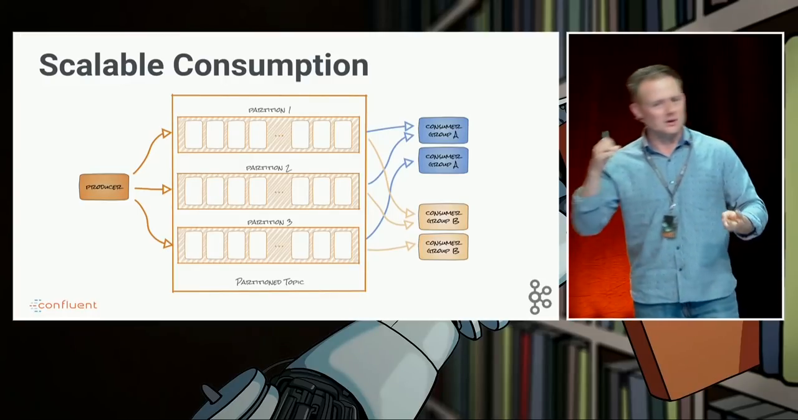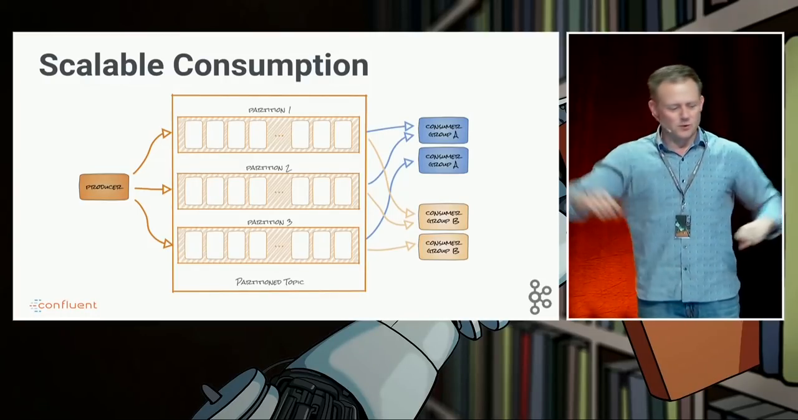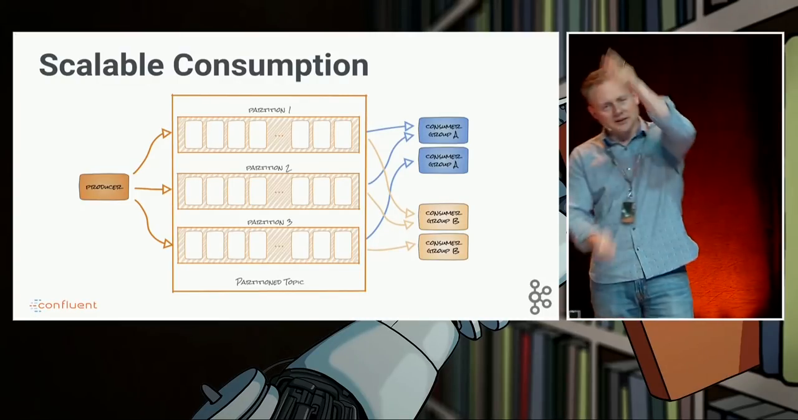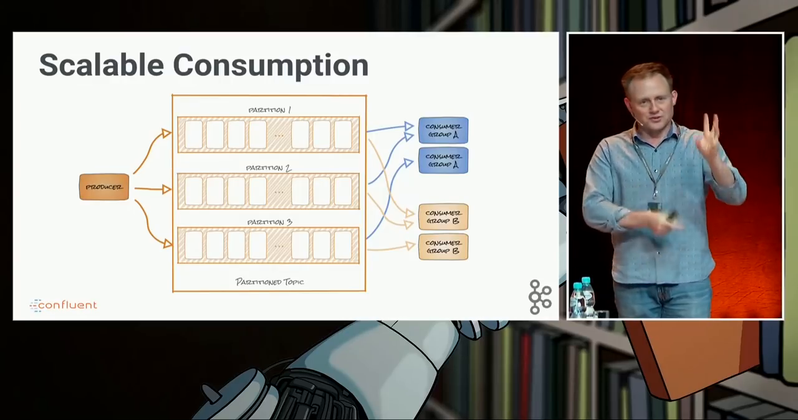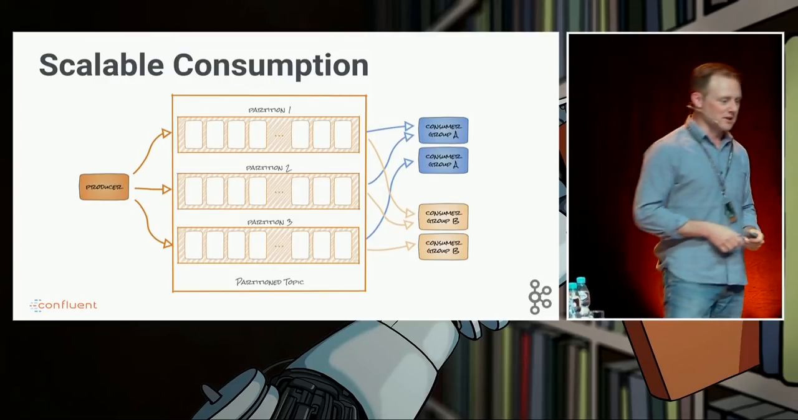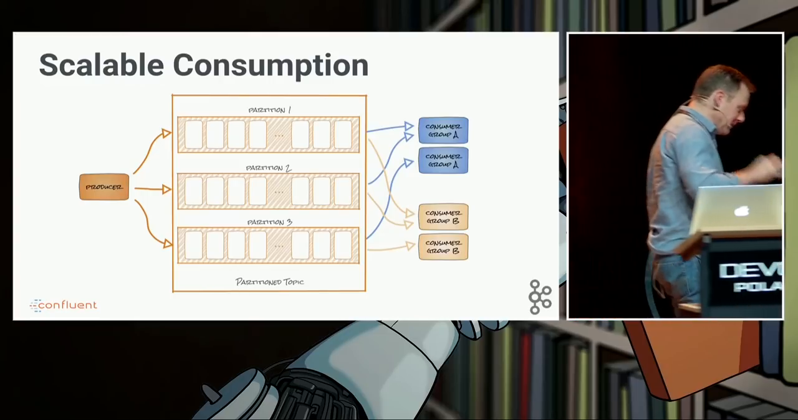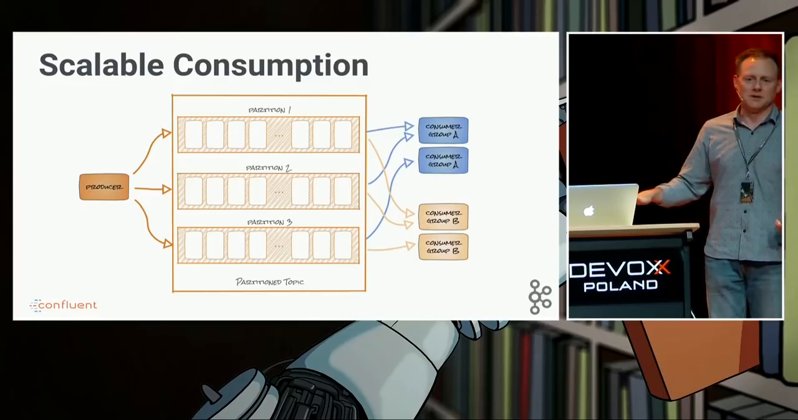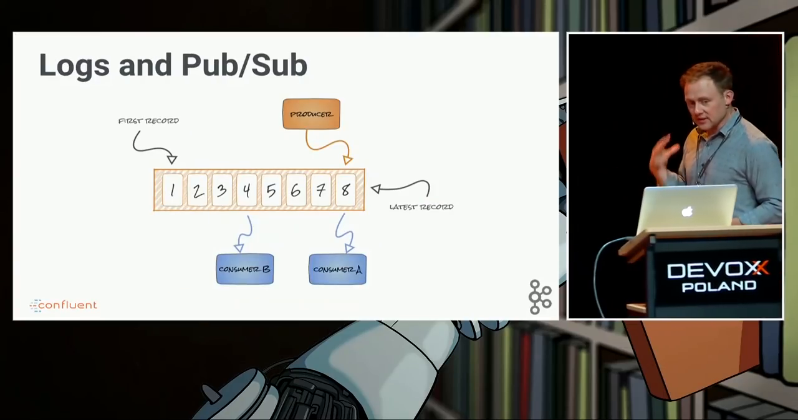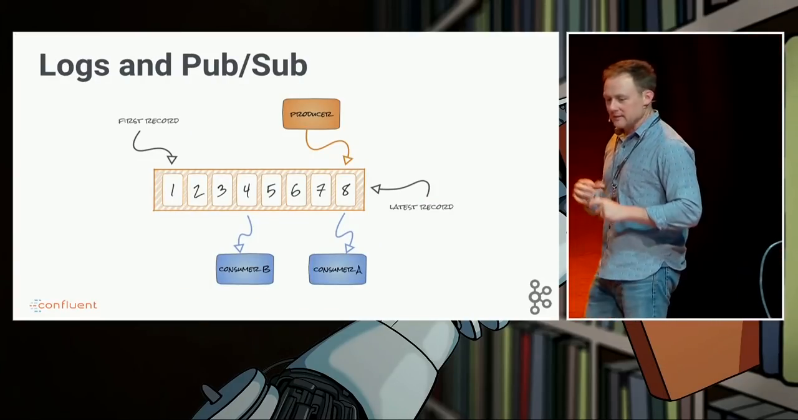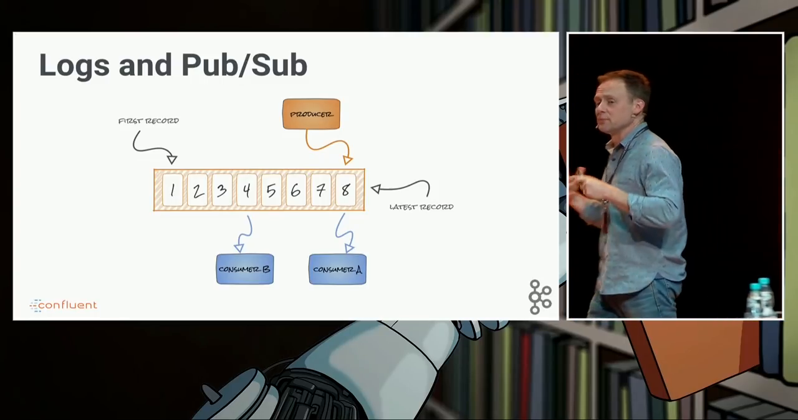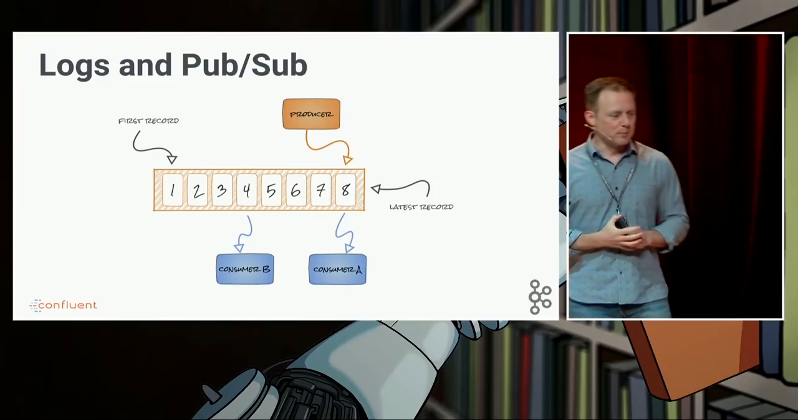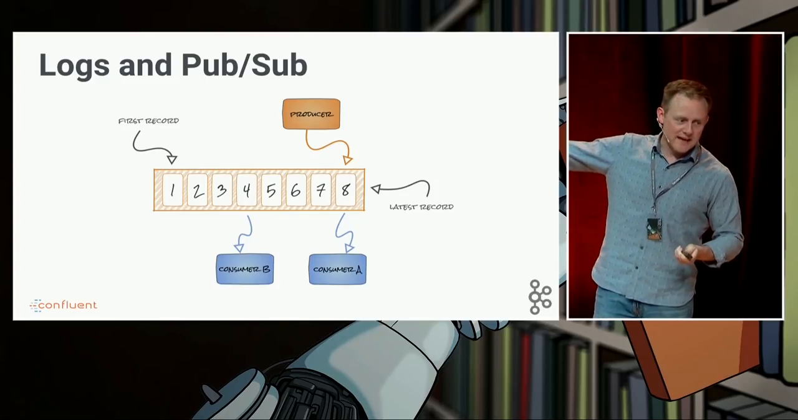Now, that's kind of, again, the basics. Topics are partitioned. Producers hash the key, figure out what partition to write to. Consumers consume from partitions, and depending on how many consumers you have, the cluster will assign partitions to consumers as needed. The fundamental data structure or abstraction at the very bottom of all of Kafka is inside each partition. Each partition is simply a log. This is what Kafka is.